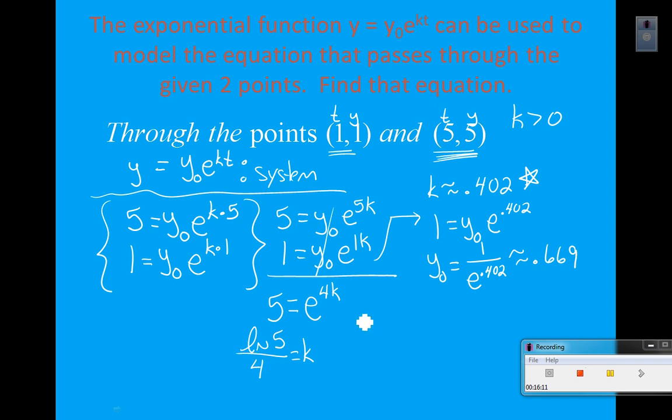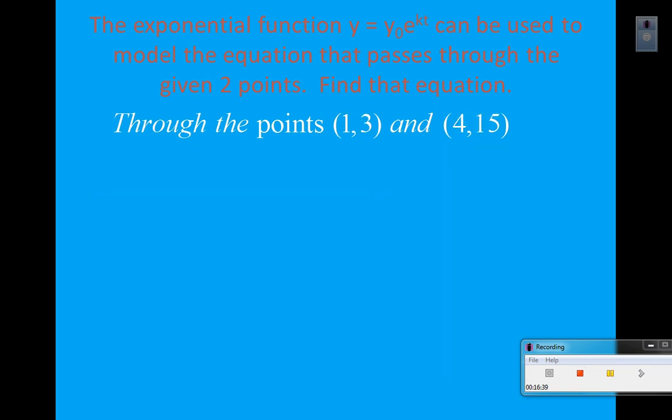So my model, y, is about 0.669 e to the 0.402t. So when you have two that you don't know, we have to set up a system of equations. I have another one just like this coming your way. So if that one lost you a little bit, hopefully the next one will clean it up. On to your next one, if you would.